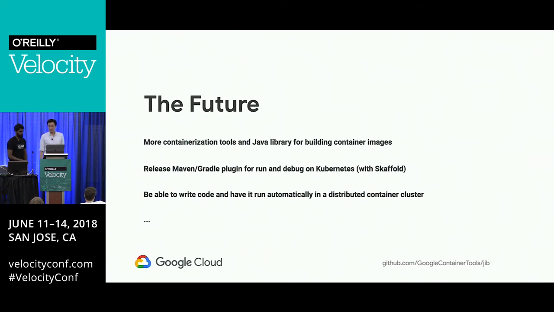So you saw the tools we built for helping you build, and stuff we're working on to help you run and deploy. The future now is we're trying to make Jib available as a library instead of just plugins. So if you're building your own container builder tools, you can use the library underneath and have a lot of it taken care of for you. We want to release the debug and run plugin, possibly using Scaffold underneath, if any of you are familiar with that. That's another team at Google that we work with. And finally, we know this is hard, but we want Java developers to be able to run their Java applications on a container cluster without having to know anything about containers.